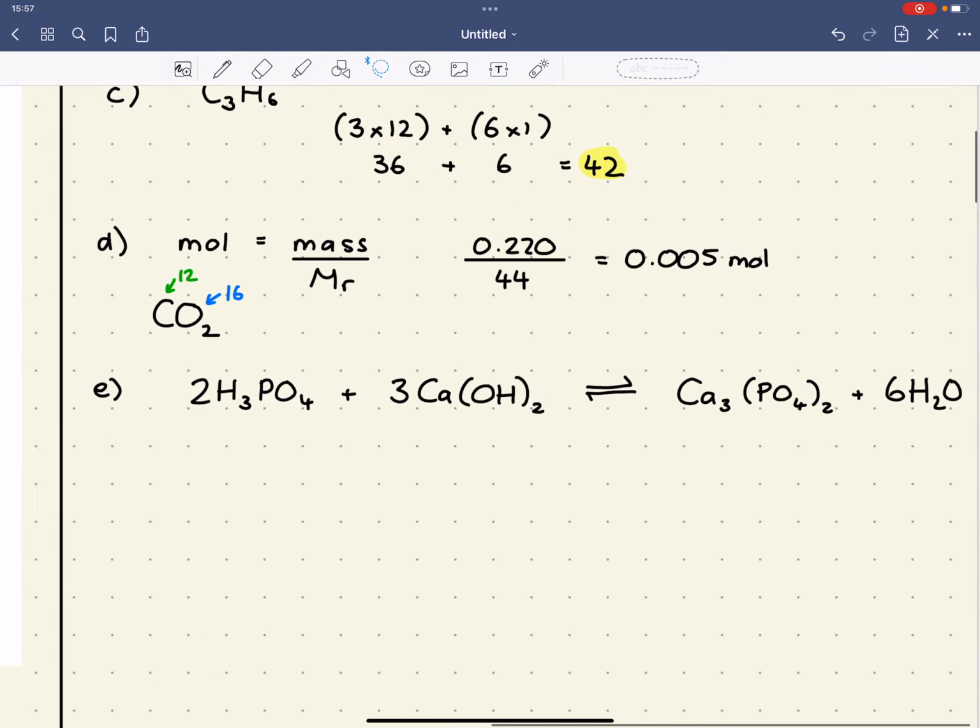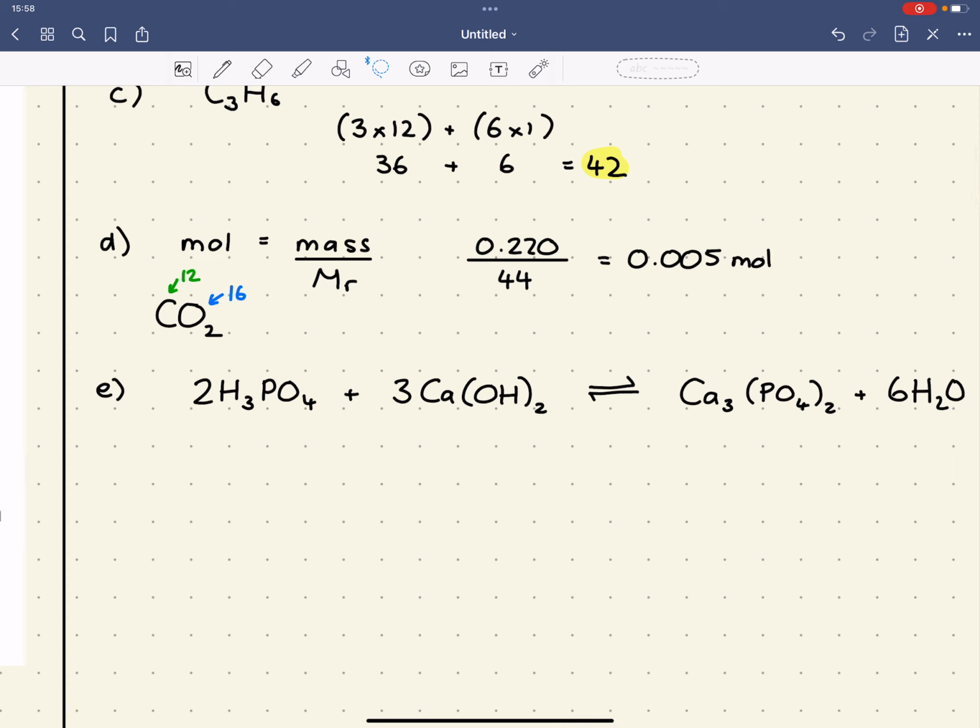So that is my equation. This is an equilibrium. It's an equilibrium reaction. What that means is that when you react these two, the reaction is reversible. And at a certain point in time, the rate of the forward reaction will equal the rate of the backward reaction. So as much product is formed as there is reactants.